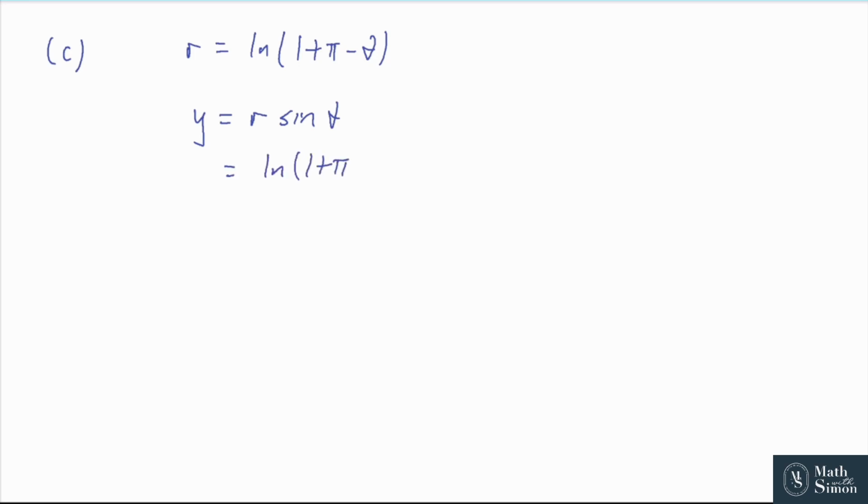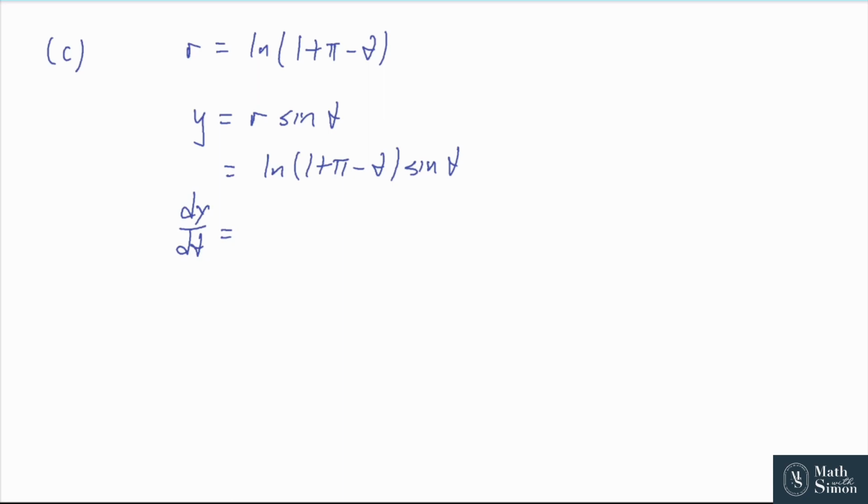For this part C here, we have the original r, which is ln of 1 plus pi minus theta. So we want to look at dy d theta equals 0 later on. So this is very easy. We will start out with y equals r sine theta. Nothing much, very easy for us to differentiate. We just have to consider the product rule.